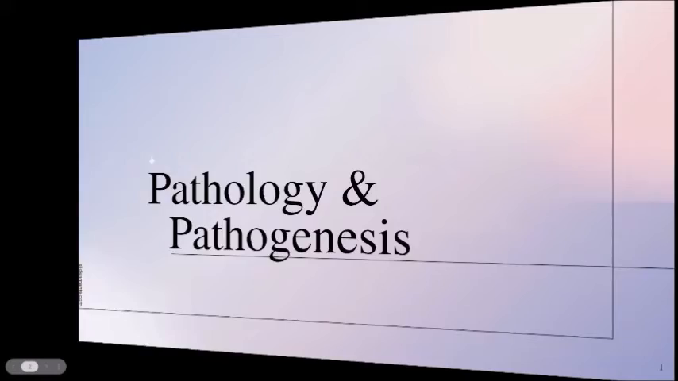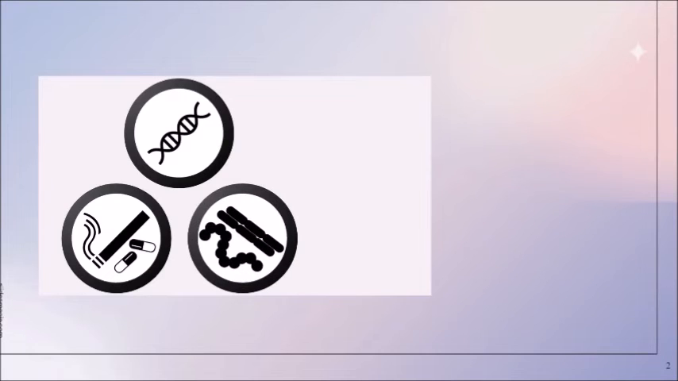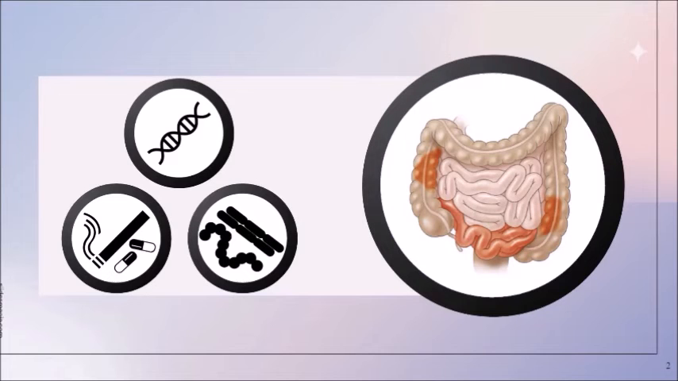Pathology. Now that we've covered the factors that predispose an individual to Crohn's disease, genetics, environment, and gut microbiota, we can begin to see how each piece affects what might be otherwise a healthy gastrointestinal or GI tract, and how Crohn's develops from there.